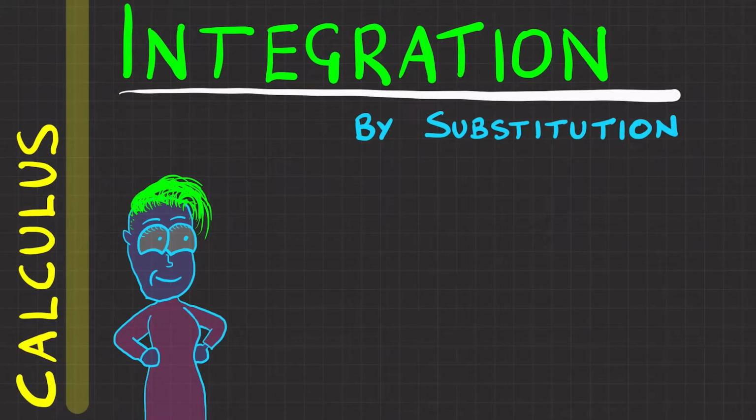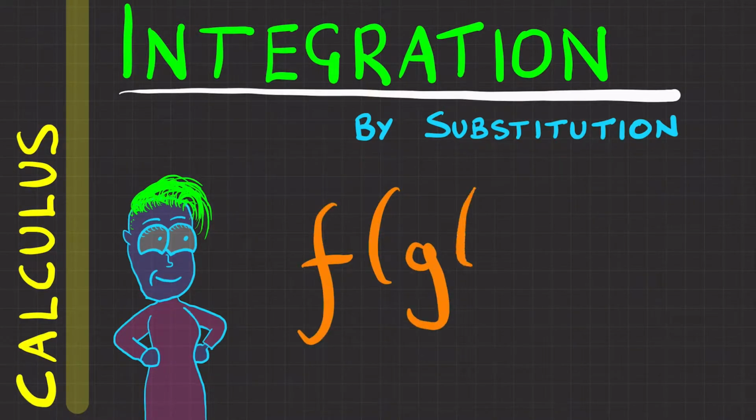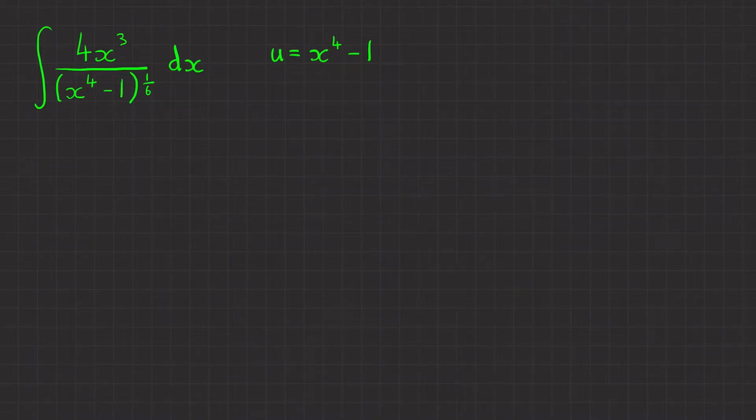Integration by substitution is basically the chain rule in reverse. What we're dealing with is a function of a function. Starting with this question straight away, we've got the integral of this, and as you can see in the denominator, we've got a function of a function. We've got the function of the function. So what we're going to do using substitution, we're going to substitute this function with u.